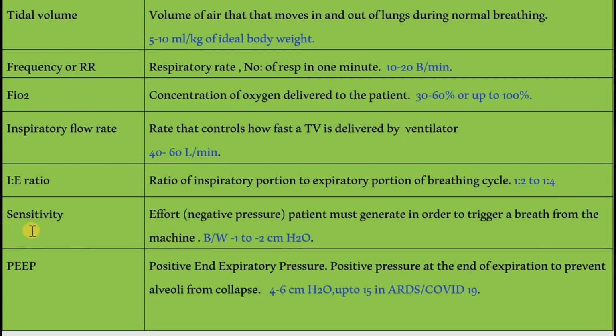Now sensitivity. What is sensitivity? It is the negative pressure or the effort the patient has to take to get a breath from the ventilator, and it is between -1 to -2 centimeter water.